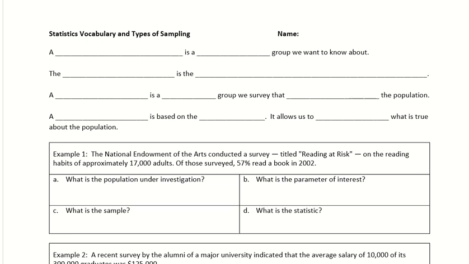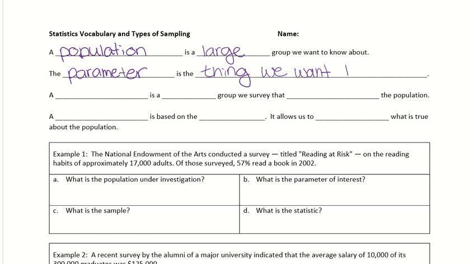So the first thing we're going to learn is the word population. And population means everybody. It's a large group that we want to know something about. A parameter is the thing we want to know. And that could be anything. That could be people's favorite preferences, who they're going to vote for. It could be health things about them. It could be anything you can think of. It's the thing we want to know.